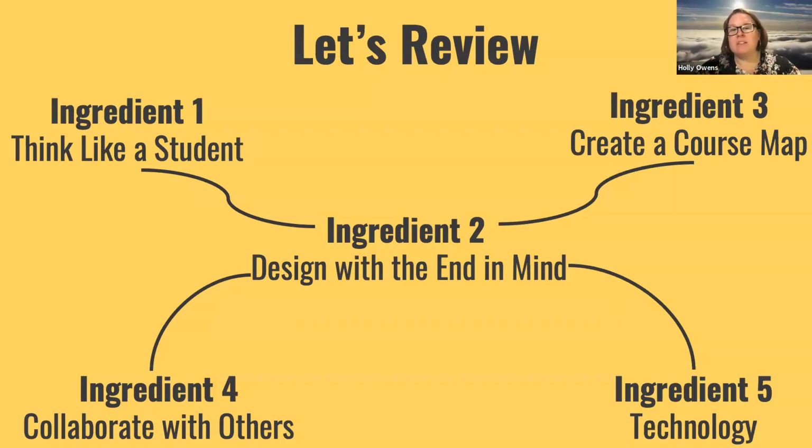Ingredient 2, design with the end in mind. Always think about where they're going to end up and how they're going to get there. That is going to help you build the path to getting the students or participants to where they need to be. So design with the end in mind. Create that course map. It's going to help you. Lay out your objectives. Make sure they're measurable from a Bloom's taxonomy perspective. Put in your assessments. Does a quiz work here? Does the discussion board work here?